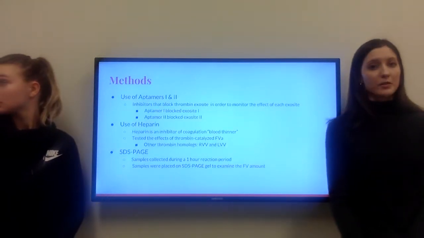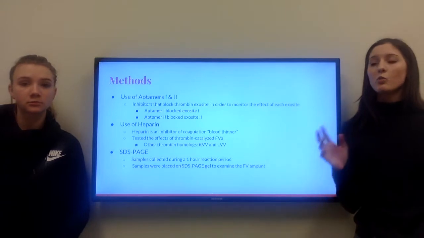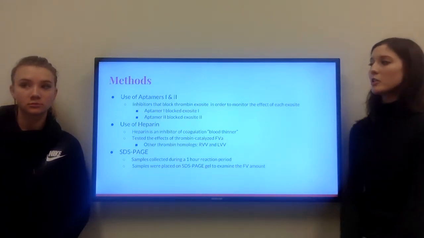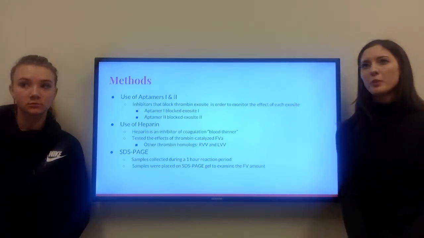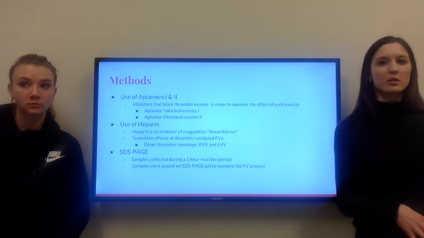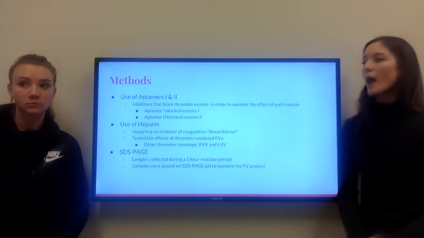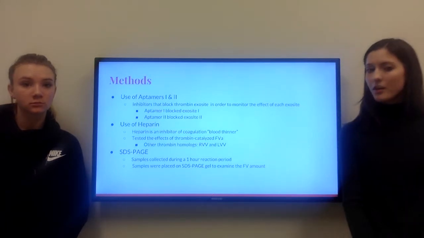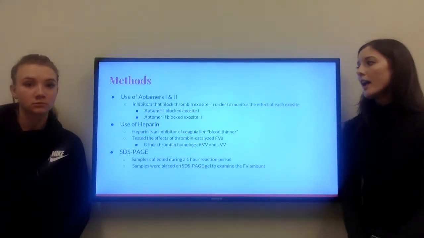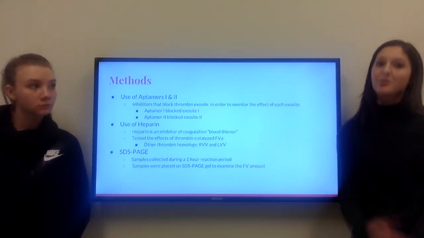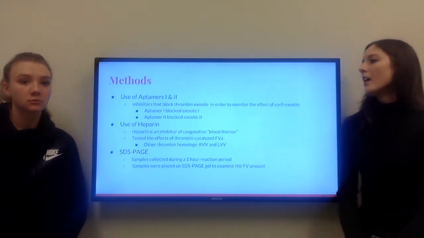So since there are 2 exosites on thrombin, they had to study one at a time. And to do that, they used these things called aptamers. Aptamers are pretty much like inhibitors for the exosites rather than the active site. So aptamer 1 was used to block exosite 1 so that they could study exosite 2. And then aptamer 2 blocked exosite 2 so they could study exosite 1.